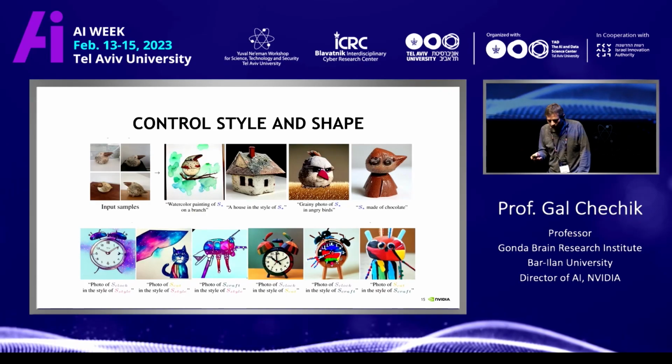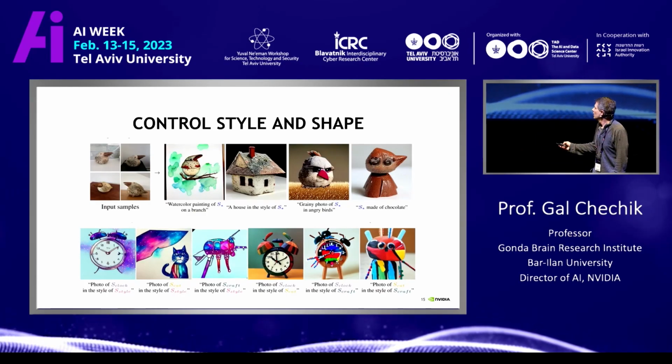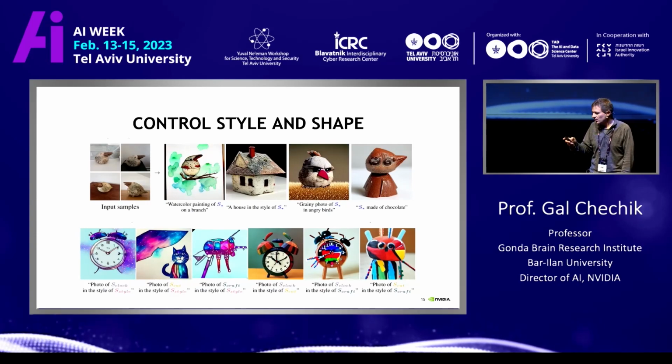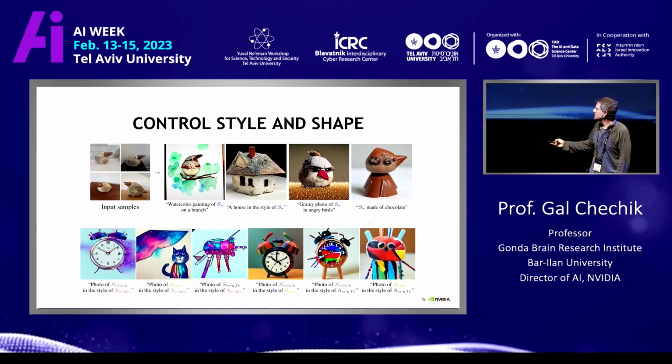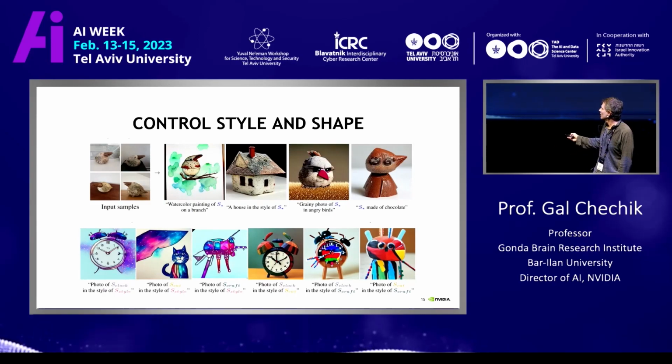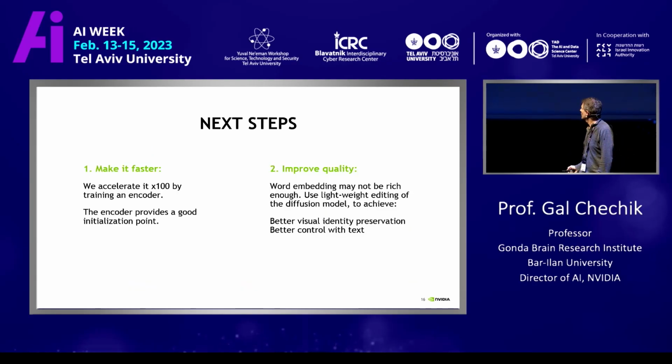There are a lot of other things you can do with this model. You can train several concepts, even though this is a bit hard. But we can combine style and a concept. For example, a photo of S-star clock, that's a new clock, in the style of the cat that you've seen before. So what's next?